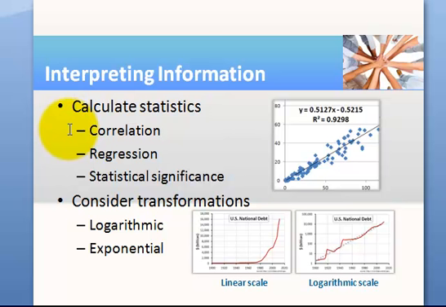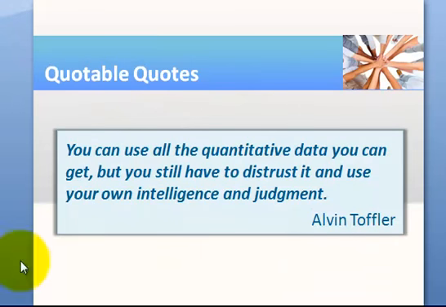Correlation compares two different variables to see if they're trending in the same direction. You can do some regression analysis. You can do statistical significance. You can transform it into a logarithmic or exponential equation, all sorts of tools, oftentimes depending upon your level of math skills. And we end with a quote: you can use all the quantitative data you can get, but you still have to distrust it and use your own intelligence and judgment.